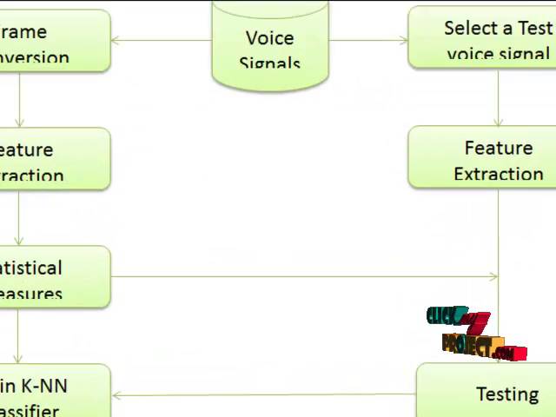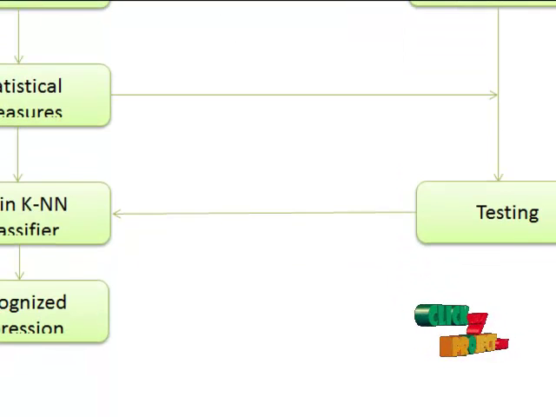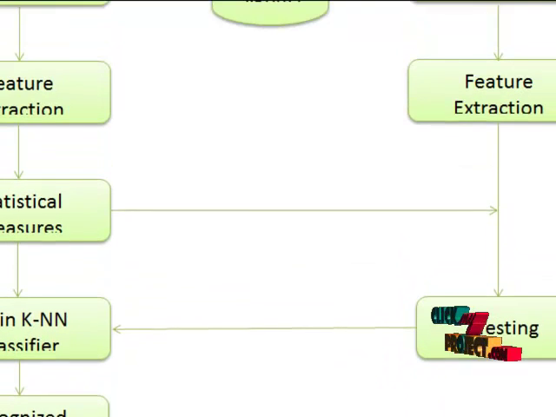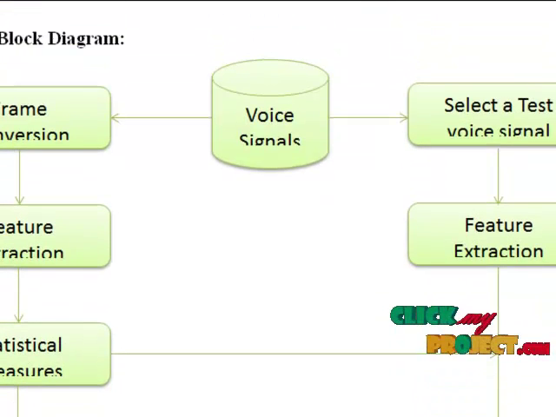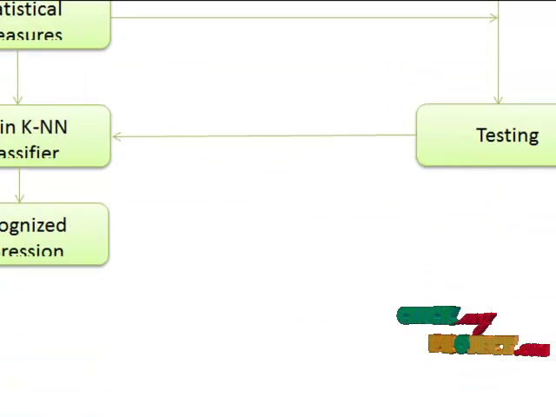These statistical measures are given to KNN classifier for training the signal depending upon the expression. And in order to recognize the expression, select a test voice signal, do all the frame conversion techniques, and then extract the features, compute the same statistical measures, and give that as a feature vector to the KNN classifier. Then you will get the recognized expression.